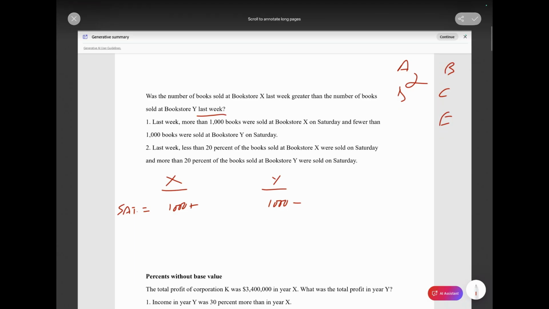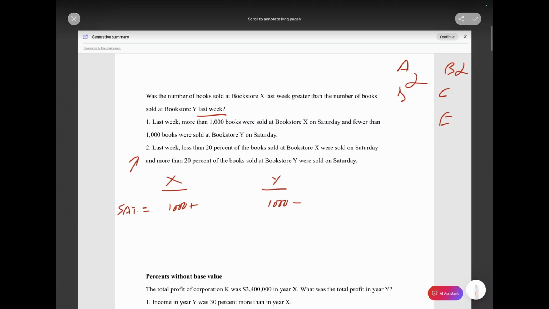Second statement says, last week, less than 20% of the books sold at bookstore X were sold on Saturday, and more than 20% of the books sold at bookstore Y were sold on Saturday. Definitely not going to be sufficient by itself, so B is also out. So I know it will either be combined or I won't get the answer at all. So let me put that information also. Now I'm combining the statements.